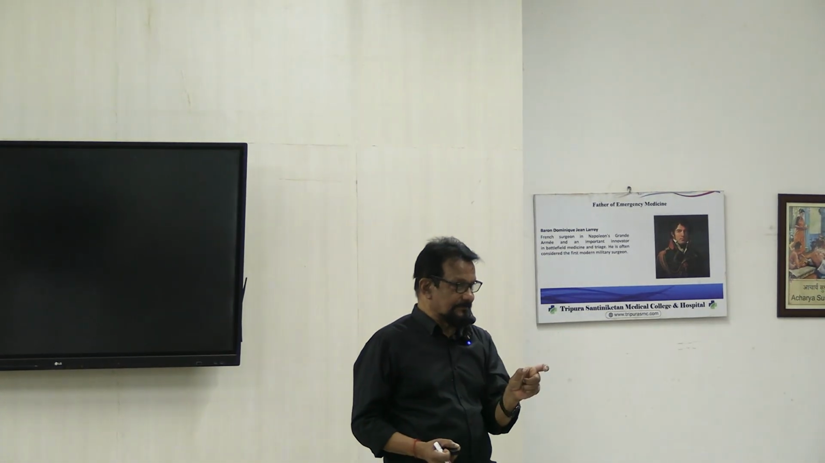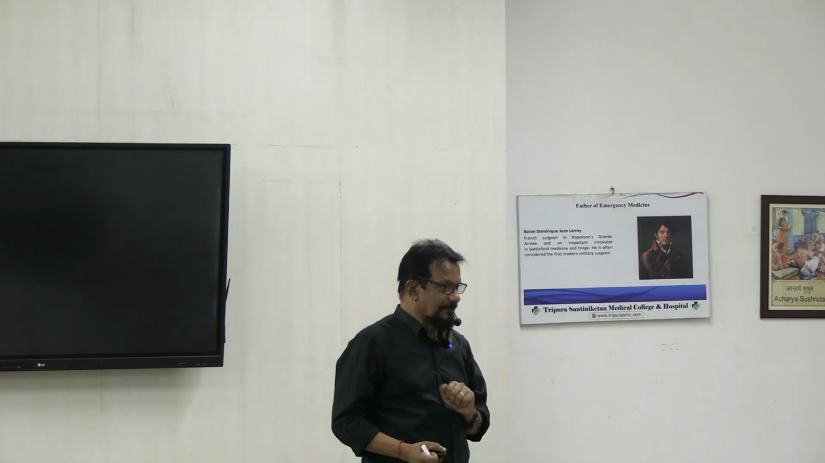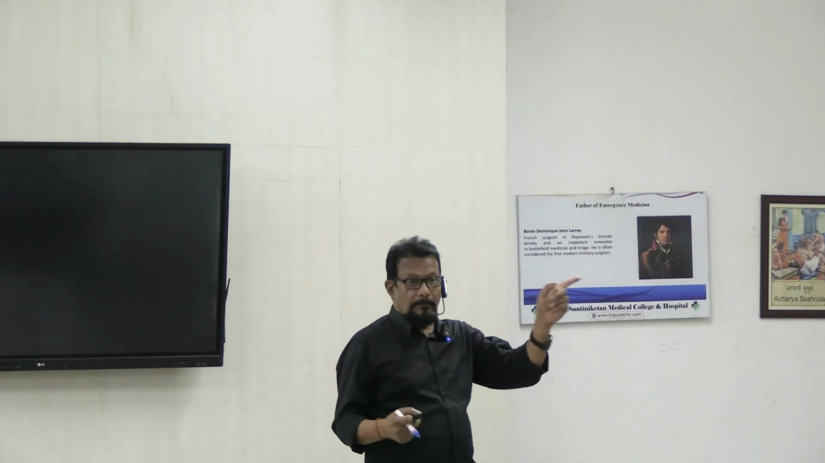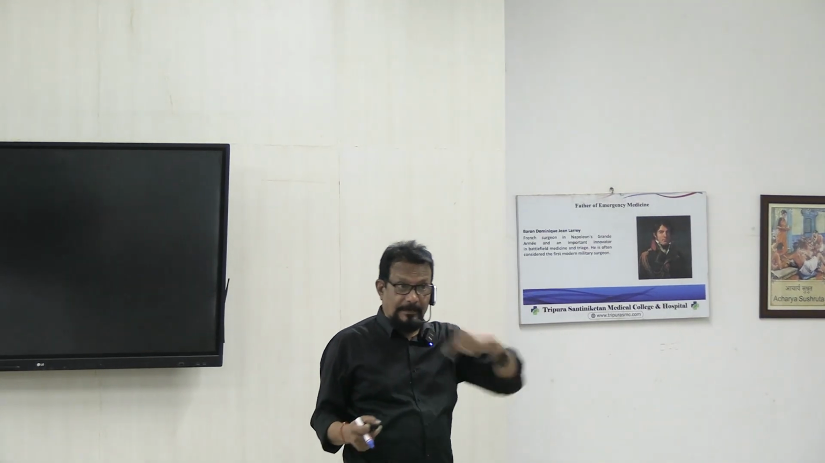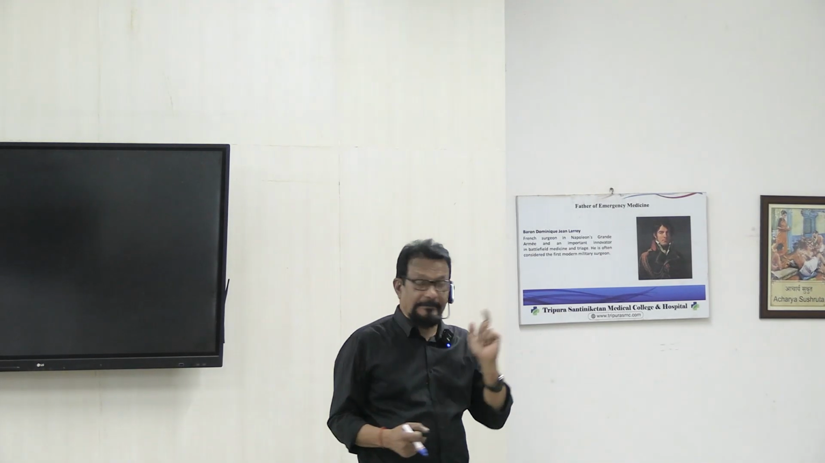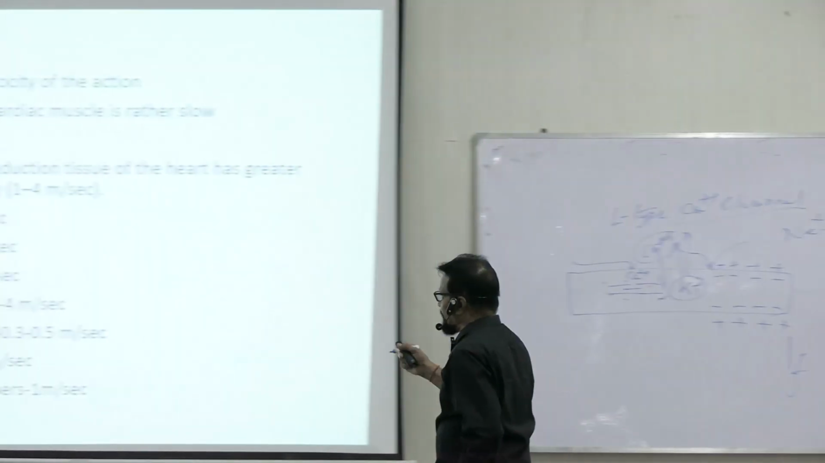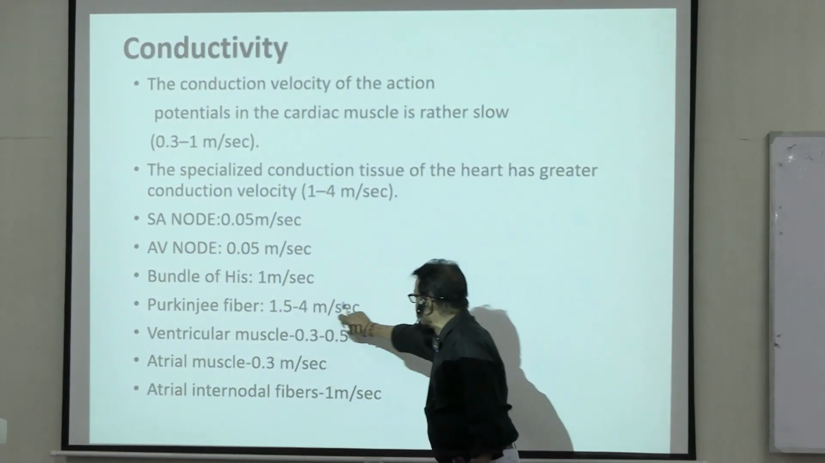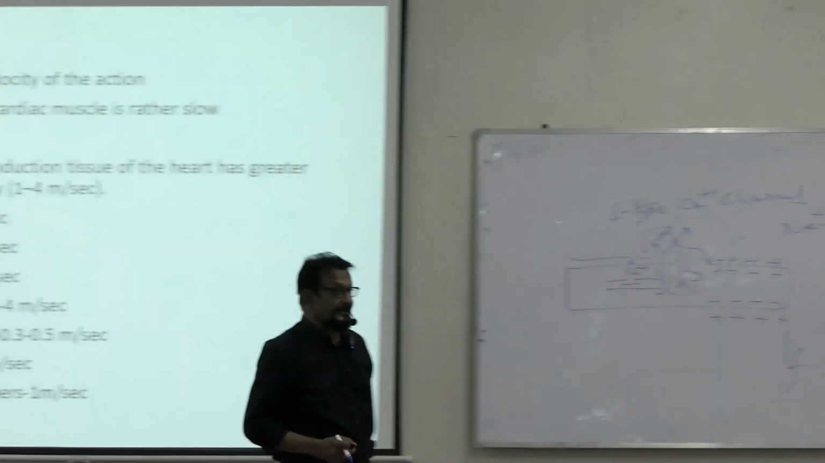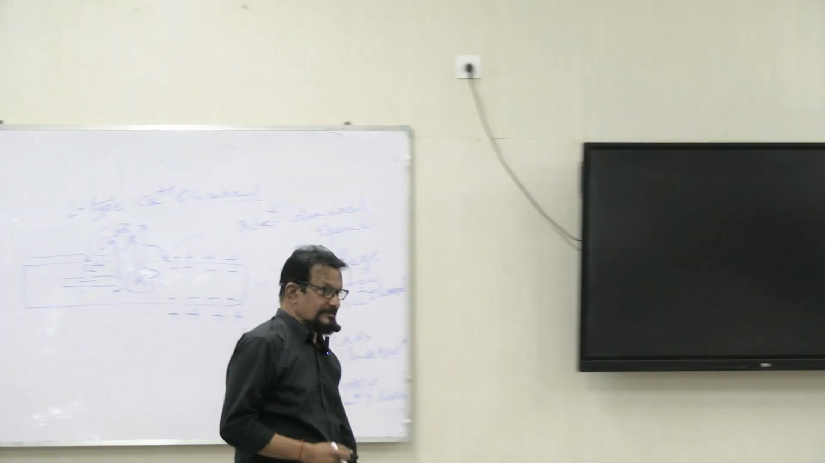The rate of conduction of the cardiac impulse is highest in Purkinje fibers, 4 meter per second. In atrial muscle, it is 0.3 meter per second. In the SA node to AV node, there are 3 internodal paths having 1 meter per second conductivity. In the AV node, it is 0.05. In the bundle of His, 1 meter per second, Purkinje fiber up to 4 meter per second. And in ventricular muscle, it is 0.03 to 0.05 meter per second. So conductivity of cardiac muscle differs depending on the tissues.